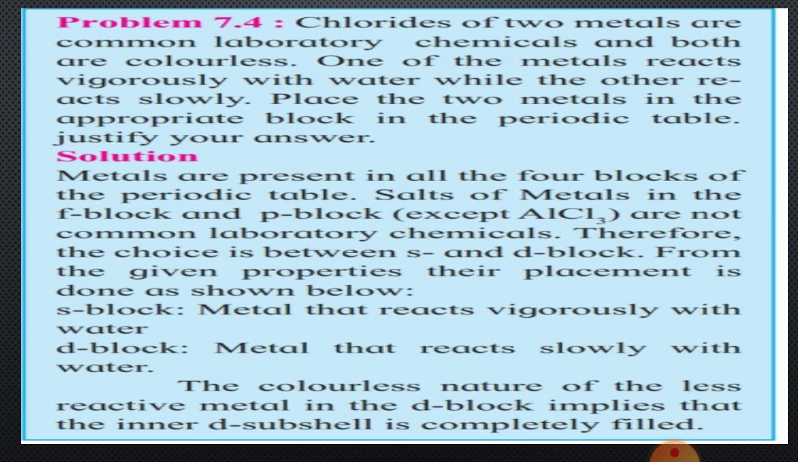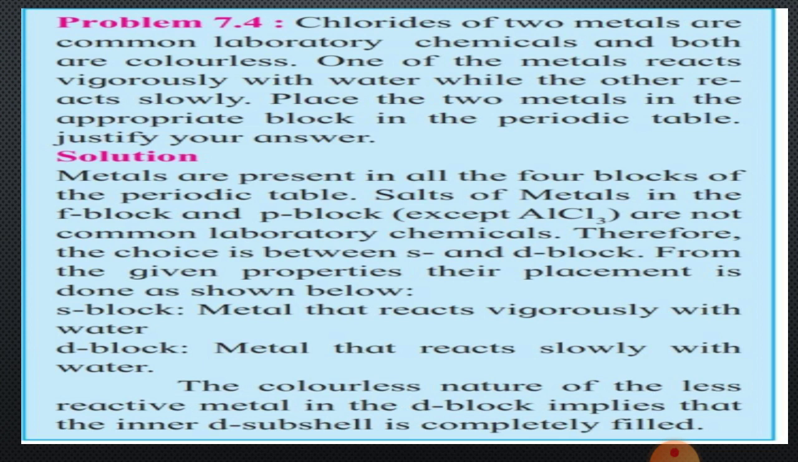Chlorides of two metals are common laboratory chemicals. Two metals exist in chloride form, suppose AgCl2, MgCl2, whatever. Both the compounds are colorless. One of the metals reacts vigorously with water, while the other reacts slowly. Vigorously means very fast, and the other reacts very slowly. So what are we supposed to do? We are supposed to place the two elements in the appropriate block of the modern periodic table.